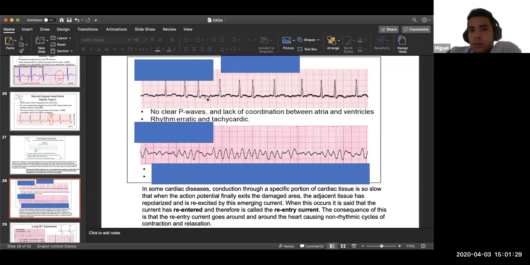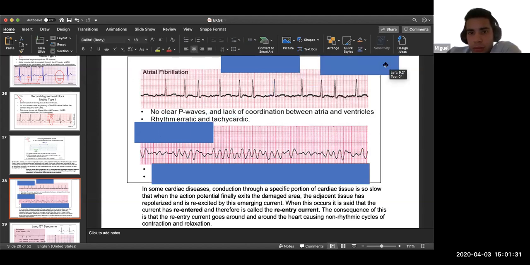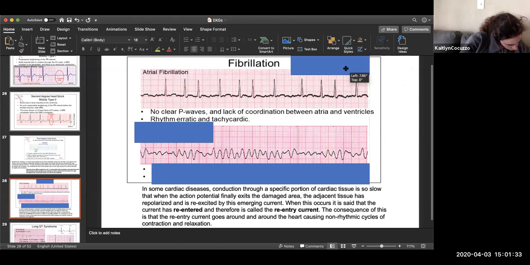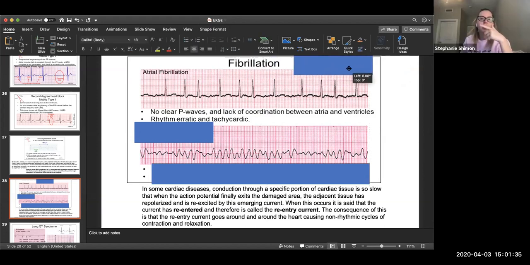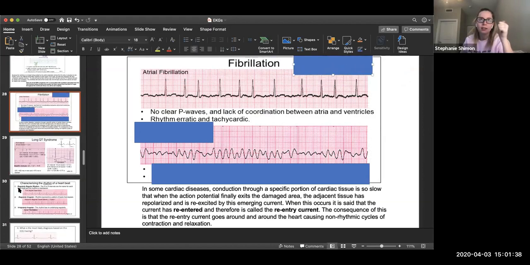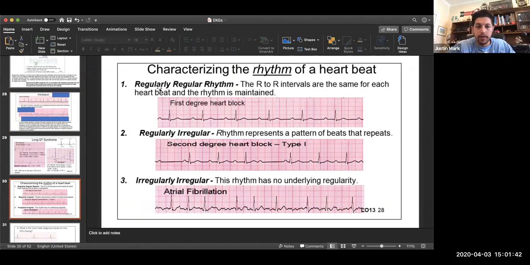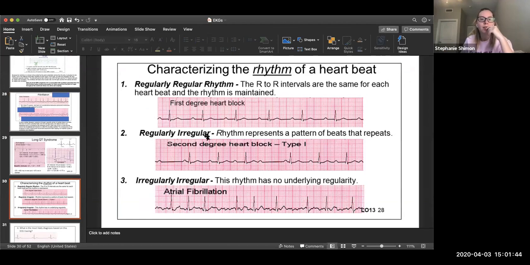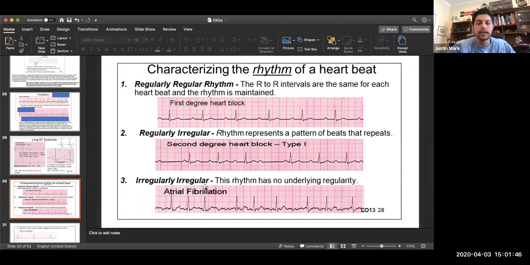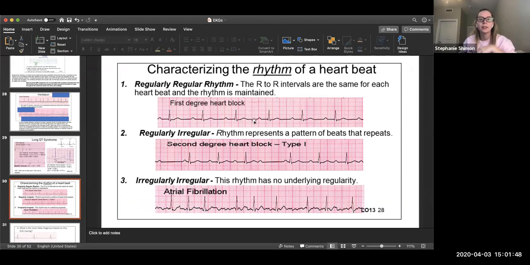Atrial fibrillation. AFib. Okay. Is there only two things where it's like regular, irregular, and then irregular, irregular, or can there be like the? Yeah, I have a slide here. Okay, cool. Regular, I don't know if that was a dumb question, but I don't think I know this. And irregular. Okay. All right, cool. We can go to that.